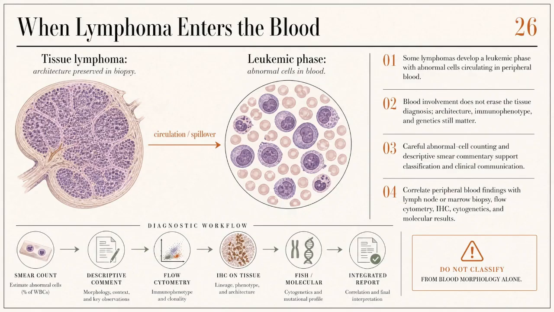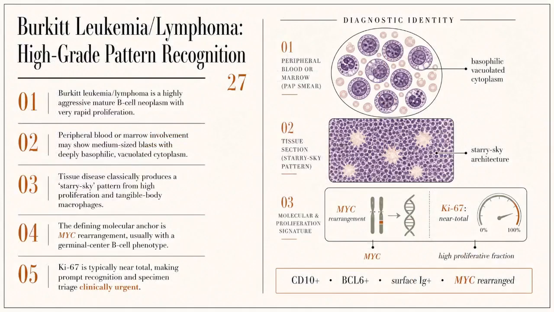As we delve deeper into specific entities, we will next examine Burkitt leukemia/lymphoma, a high-grade lymphoma with distinctive cytological and molecular features that demand urgent and precise diagnosis. Understanding the principles outlined here lays the foundation for recognizing and managing such aggressive lymphoid neoplasms when they enter the bloodstream. As we delve into the high-grade pattern recognition of Burkitt leukemia and lymphoma, it is essential to appreciate the critical role histotechnologists play in the accurate and timely diagnosis of this aggressive mature B-cell neoplasm.